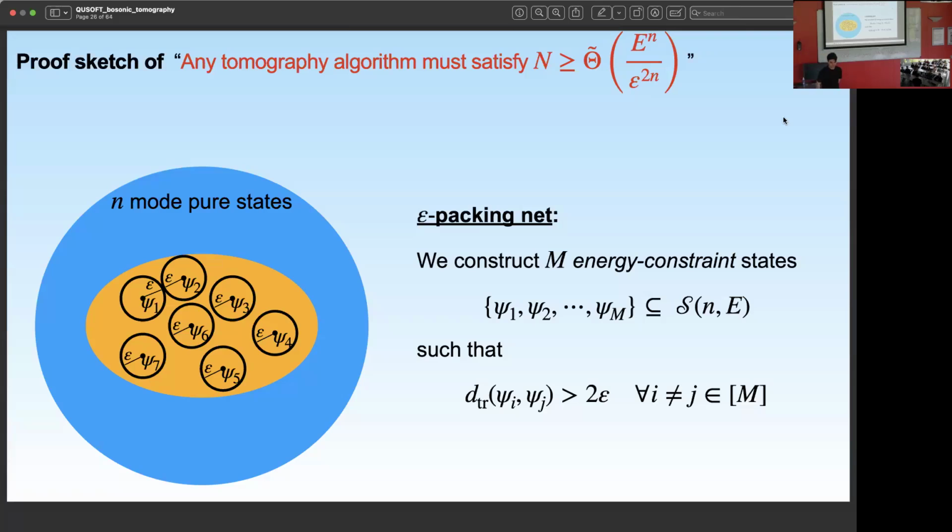And your result is information theoretic. You don't worry about how difficult it is to implement this measurement, right? You mean experimentally? Yes, because I guess there's some energy constraint, but maybe to do the measurement you need the energy of the sun or something. Yeah, you're right.